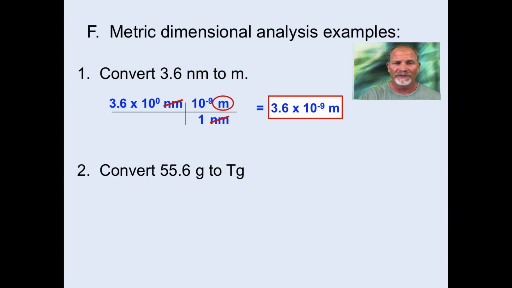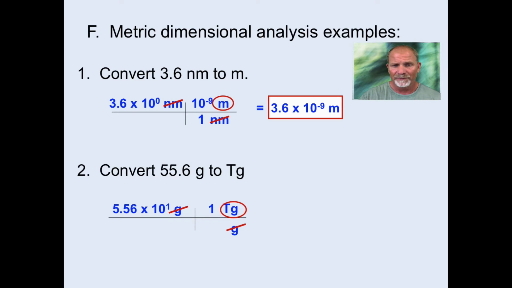So my next one, I have 55.6. What I'm going to do, first of all, is put it in scientific notation. So 5.56 times 10 to the first. Now I'm going to go from grams to teragrams. My grams are opposite, they cancel out, and I end up in teragrams. That's what I want, because it tells me to convert grams to teragrams.